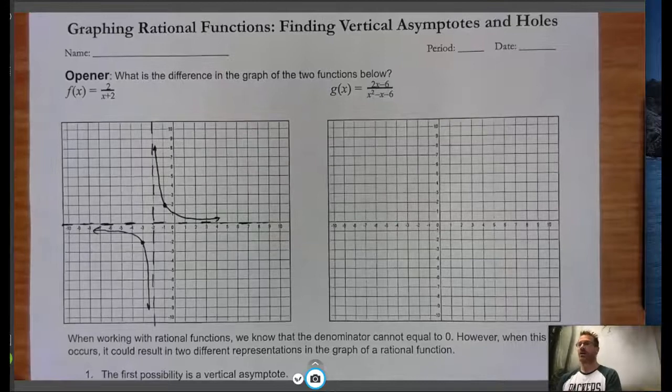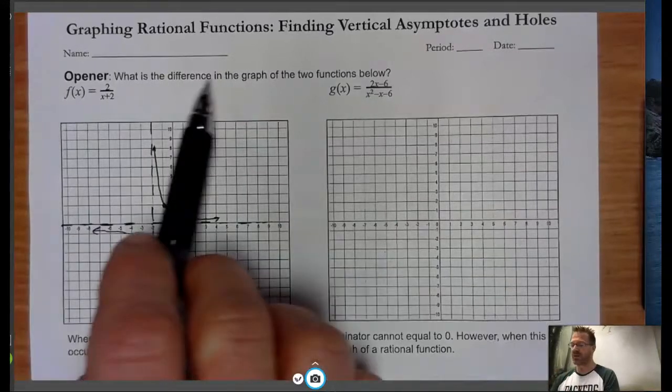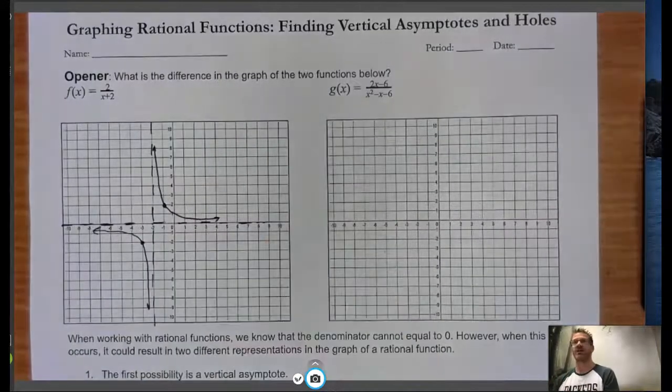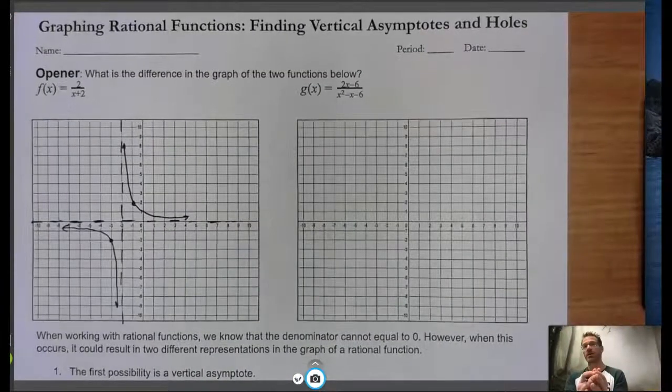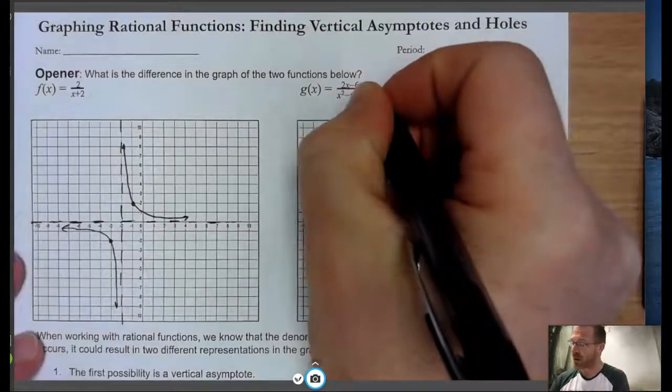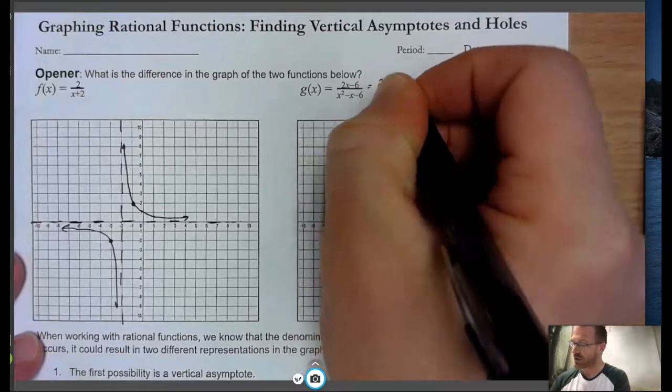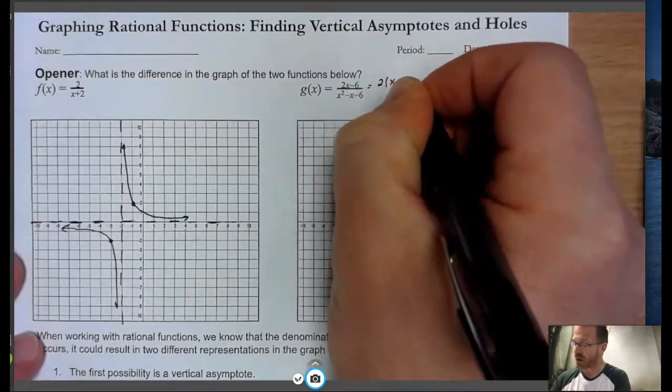All right, so here's the question. What is the difference between f of x and g of x? All right, so now we're going to tie in what we did yesterday, which was, when we look at these rational functions that are not in HK form, what we want to do first is simplify them. So that means factoring the numerator and the denominator completely, just like we did yesterday, and simplifying. Now, if I look at the numerator here, I can factor out a 2 as a GCF, and I get 2 times the quantity x minus 3.